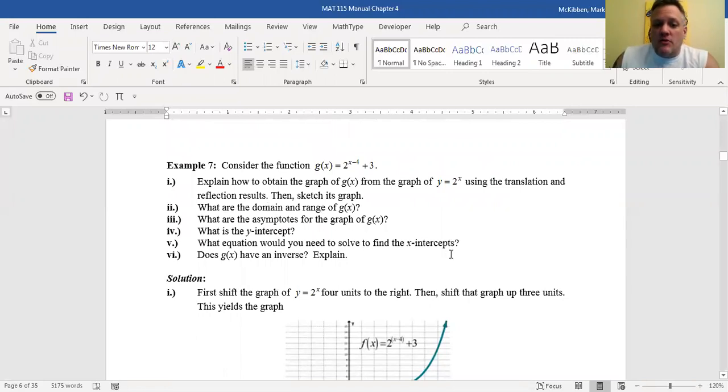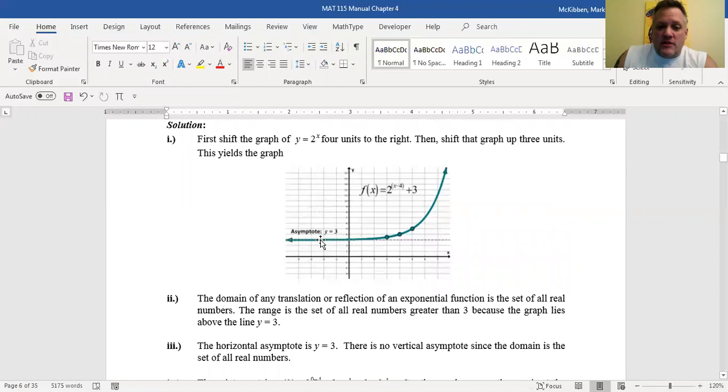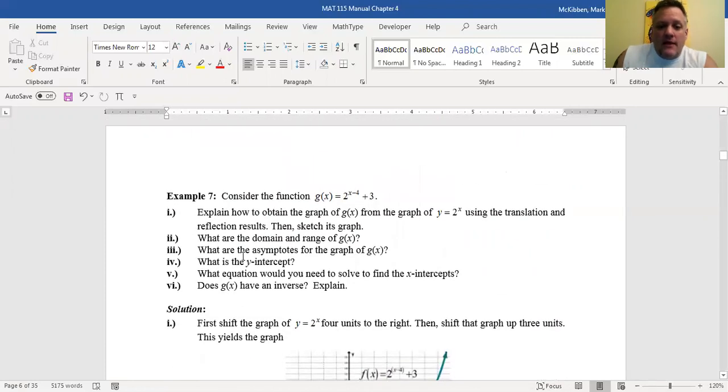The range, well, the old range would have been from positive 0 to positive infinity, not including 0. So now, since I moved everything up 3 units, the range is going to be from 3 to infinity, not including 3. So it's an open interval. The asymptotes we've already mentioned. There are no vertical asymptotes, but the horizontal one is y equals 3.